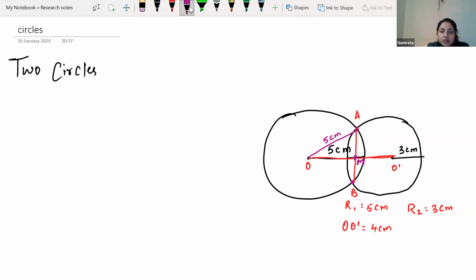We can use the Pythagoras theorem over here, because we know that in a circle, if we drop a perpendicular from the center on the chord, that perpendicular will bisect the chord. Do you know that? If we drop a perpendicular from the center on the chord, that perpendicular will bisect the chord. Do you know this theorem?